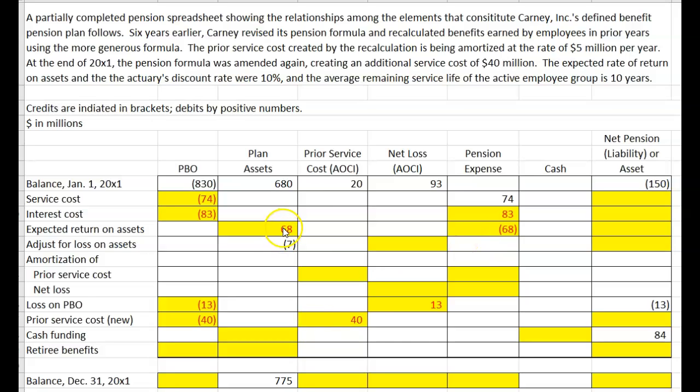So the expected return on plan assets is $68 million. That's the beginning balance times the expected rate of return of 10%. We need to put a debit in the plan assets column and put a credit in the pension expense column.